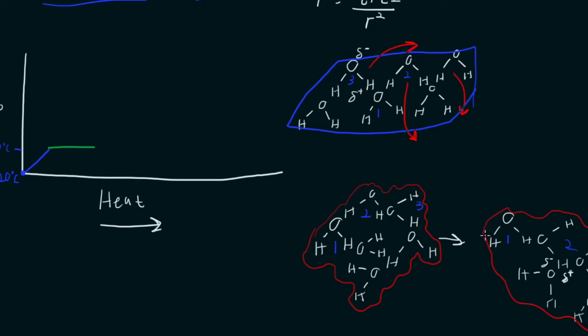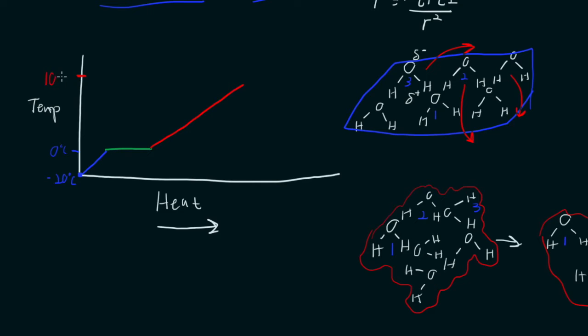Once we have that, then we're going to start to see an increase in temperature again as we continue to apply heat until we get to our boiling point. Our boiling point for water is 100 degrees Celsius. And so once we get to that point, we're going to start to boil. And once again, that temperature is going to hold steady while we have a phase change.